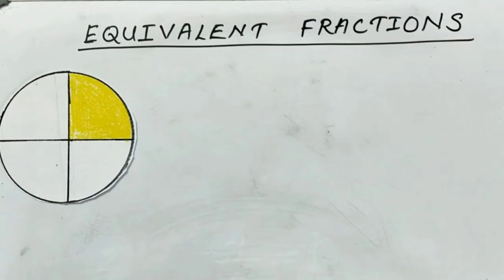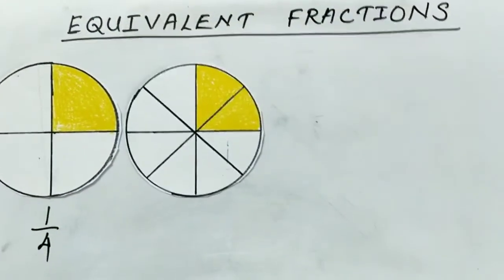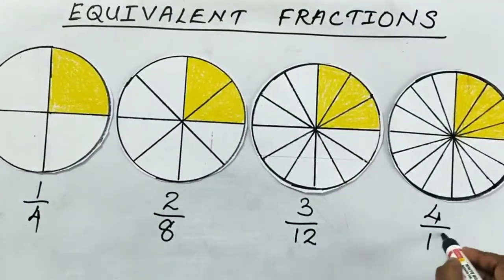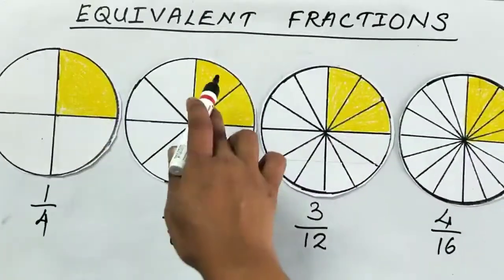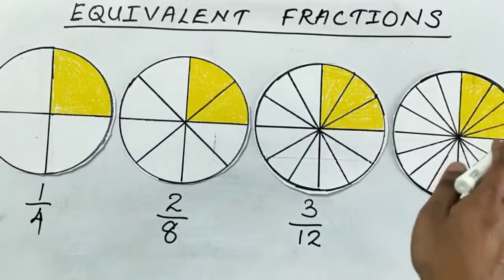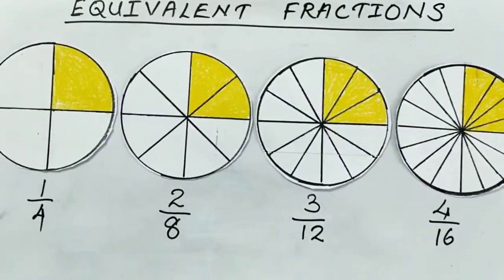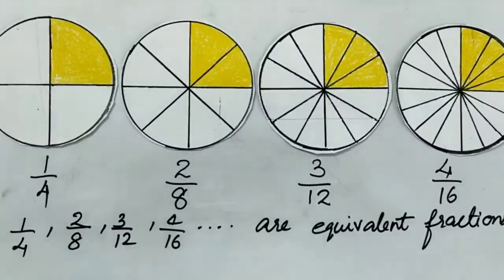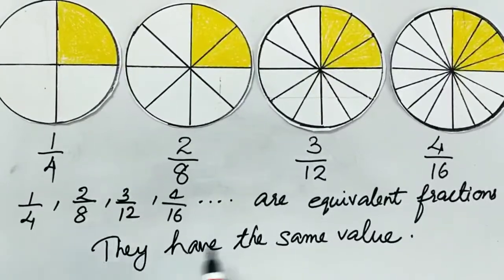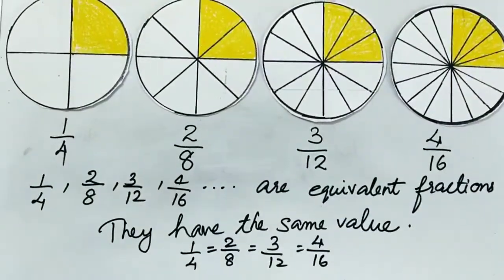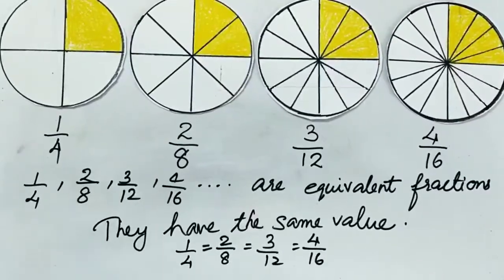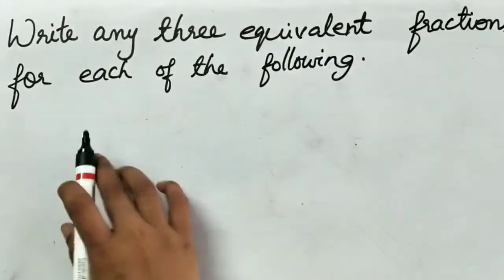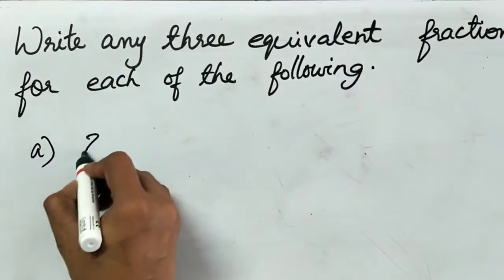Let us look at another example for equivalent fractions. 1 by 4, 2 by 8, 3 by 12, 4 by 16. Children, now look at the colored part of each circle. Are they equal? Yes. So the fractions 1 by 4, 2 by 8, 3 by 12 and 4 by 16 are equivalent fractions. They have the same value. 1 by 4 is equal to 2 by 8 is equal to 3 by 12 is equal to 4 by 16.